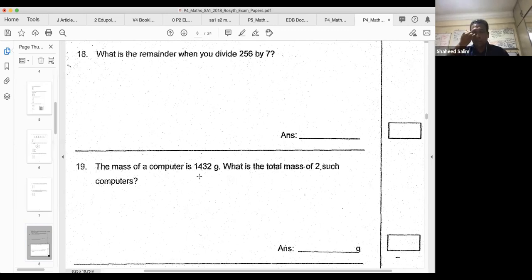Come on, you can do this. What's the remainder when you divide 256 by 7? And the mass or weight of a computer is 1,432. What's the total of two such computers? Okay, I put back my clock first.